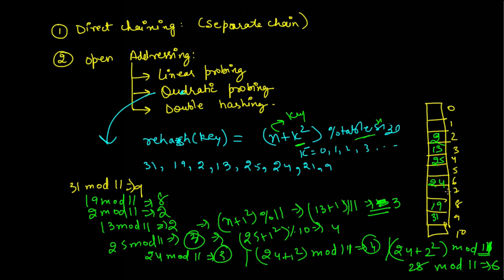Whenever I say linear probing, quadratic probing and double hashing, all these different tables have different hash functions. Now let us see double hashing.